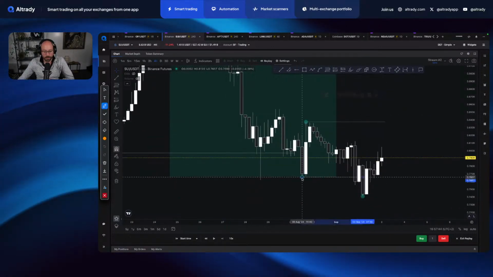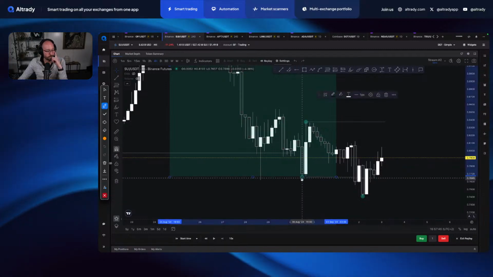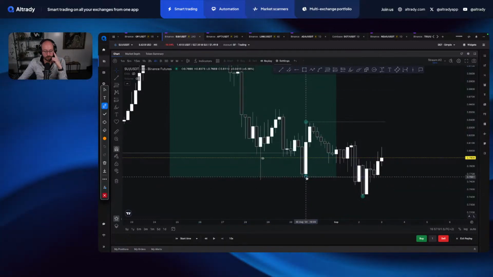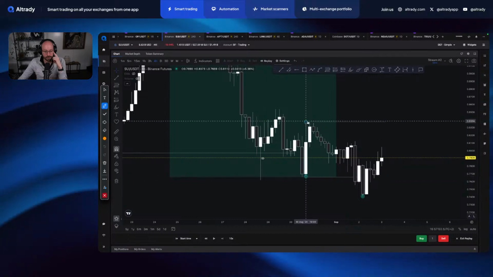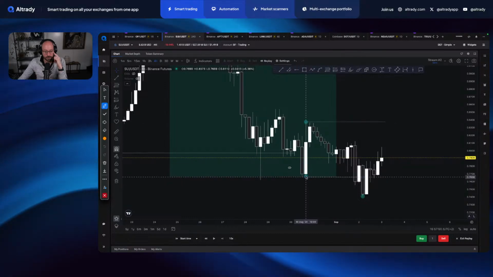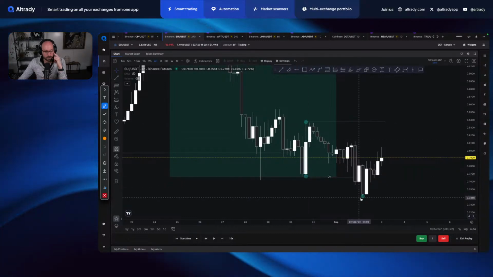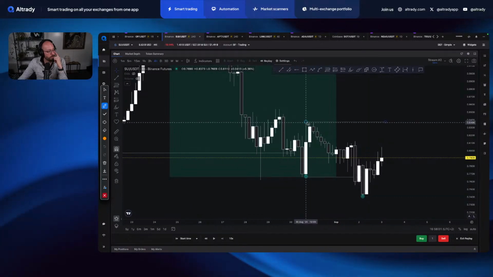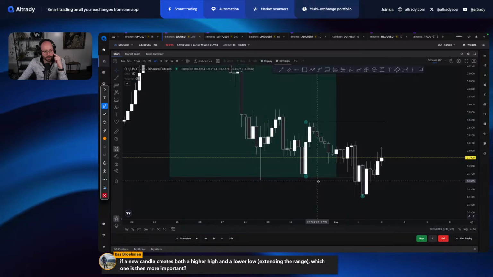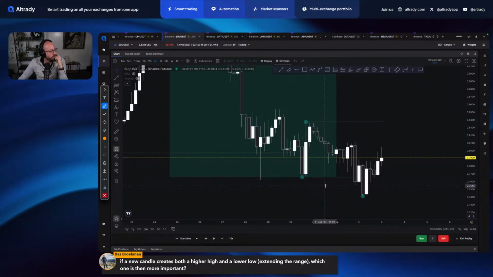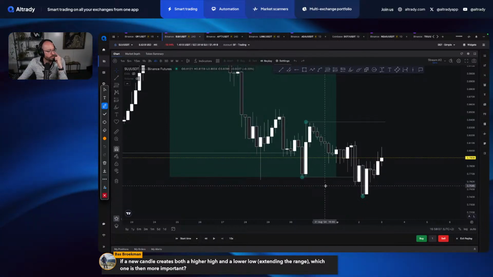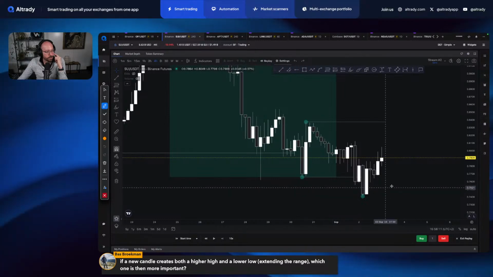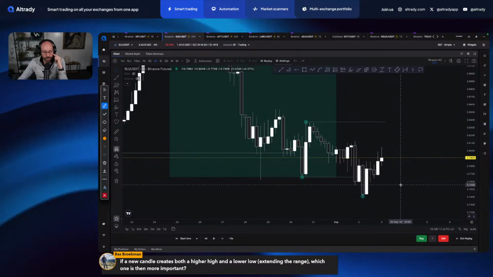And even if this white candle was a swing low, as we had a question before, can one candle be a swing high and swing low at the same time? This is what we had. So we would have this swing low, and the maximum point between them would be this one. Let's put the question back up on the screen. If a new candle creates both a higher high and a lower low, which one is then more important? Well, as you say now, they both count.